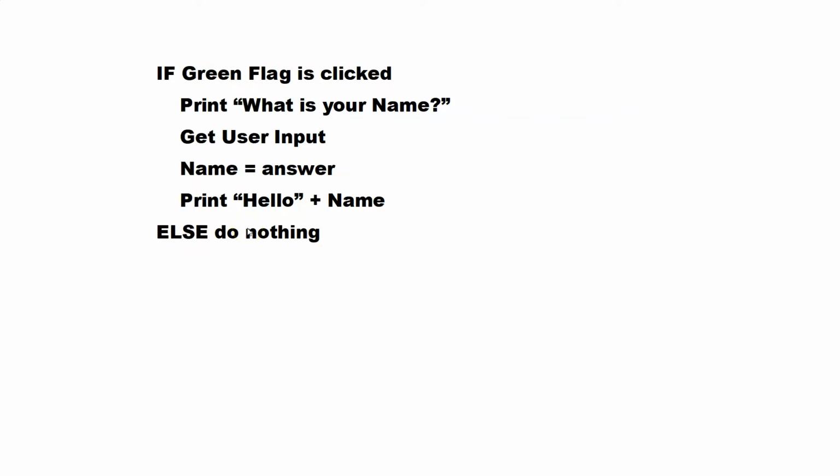So a couple other things to note here. In this case, we've used the equal sign to indicate that we're assigning the value of answer to the variable called name. And then down here where we've got print hello plus name, the hello is in quotes. So that's text, meaning that's exactly what we want it to print. And then the name means print out whatever's been assigned to the variable called name.